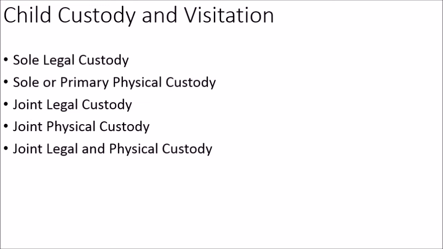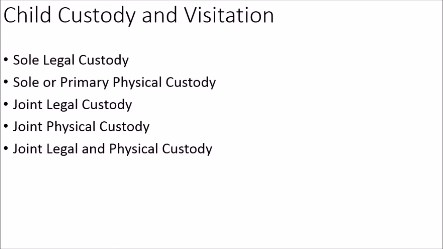There is sole legal custody, and that means that one parent has the right to make important decisions for the child. For example, the parent with sole legal custody has the authority to decide where the child goes to school and whether the child should receive medical care. On the other hand, you have sole or primary physical custody, and that means that one parent has the primary right to physical control of the child.